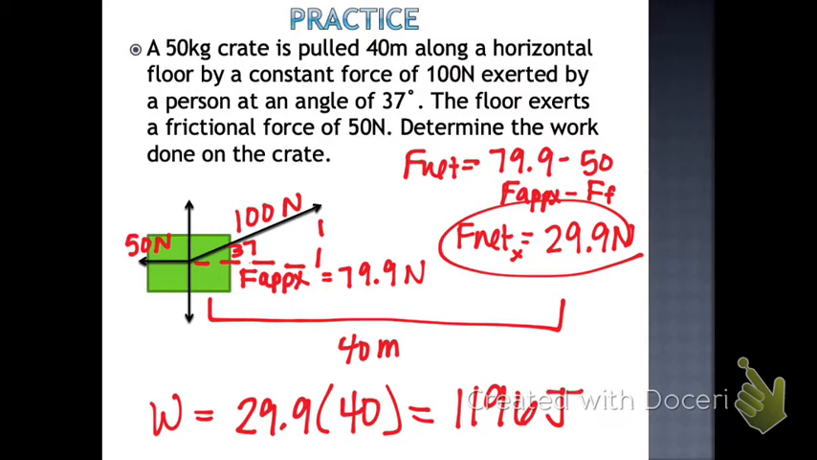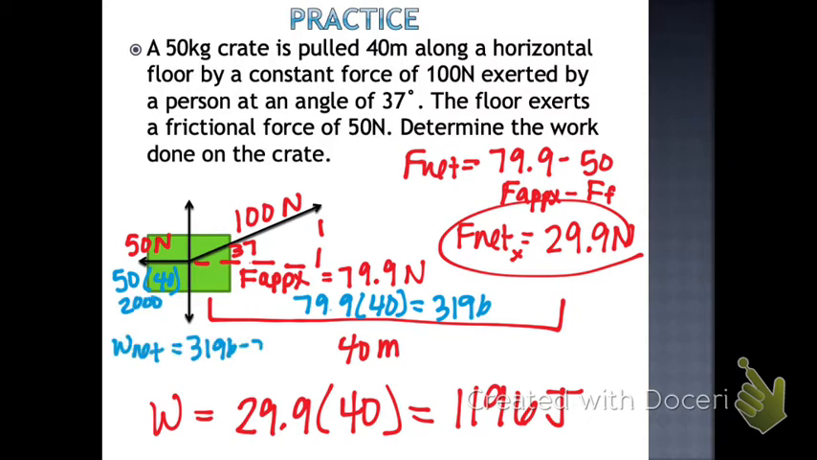The other way that you could do this is you could find the work done by F applied X. So take 79.9 times 40. That gives me 3196. You could take the frictional force times the displacement, which gives me 2000. So to find the work net, I would take 3196 minus 2000, and I still get 1196 joules. It's the same thing.